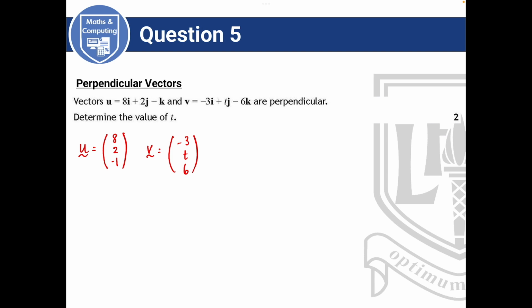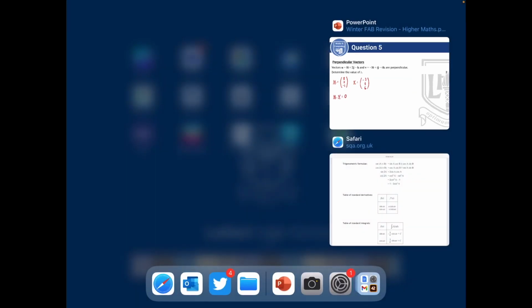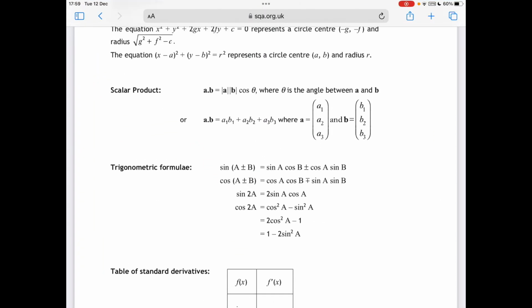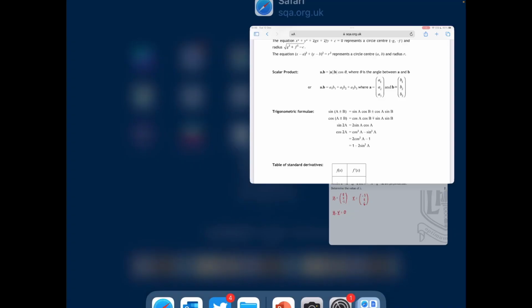If two vectors are perpendicular, it means that their scalar product is equal to 0. There's a couple of ways we can look for scalar product. I'm going to take you back to the formula sheet for a second. In the scalar product section, you can see that you've got two methods. Either a dot b is equal to the magnitude of a times the magnitude of b times the cosine of theta, where theta is the angle between the two vectors, or we can take the components and multiply our matching components. For a dot b, we do a1 times b1 plus a2 times b2 plus a3 times b3, and we sum that to get an answer.